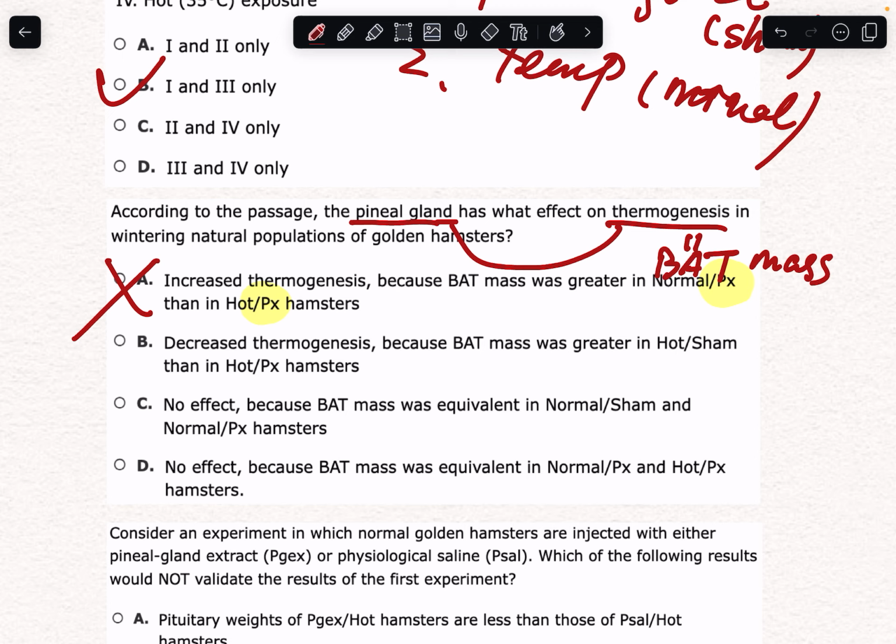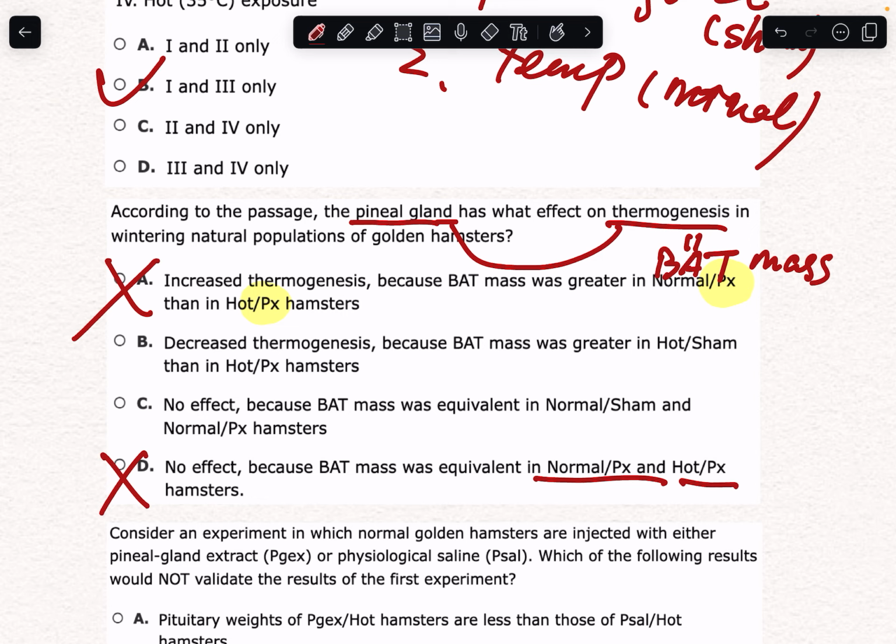And then D is the same thing. D says normal PX and a hot PX, right? Okay, I mean, they're both under PX conditions. How am I going to know? They both don't have the pineal gland. So how am I going to know the pineal gland's effect on thermogenesis, right? So I cross out A and D, okay? Then I'm going to read B and C, okay?